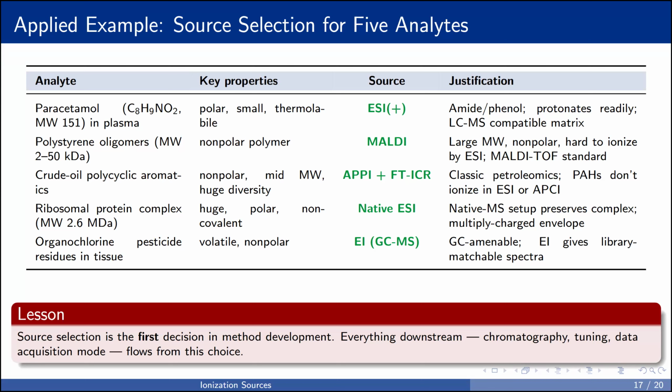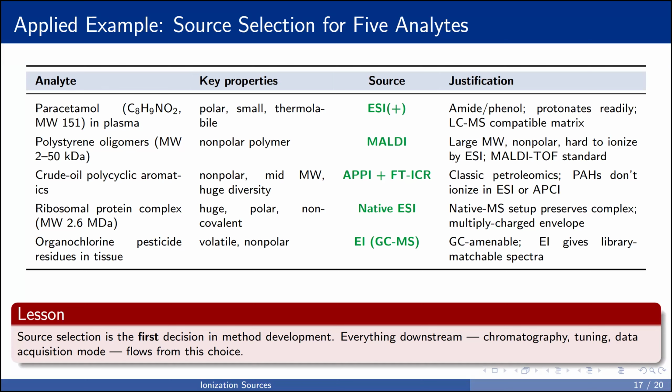Third, crude oil polycyclic aromatic hydrocarbons. These are thousands of different non-polar compounds all packed together. They're too non-volatile for GC. They don't ionize in ESI. They don't ionize well in APCI. APPI with a toluene dopant is the standard, and for the highest resolution work, you pair APPI with an FT-ICR analyzer. This is the classic petroleomics experiment. You can get 30,000 unique formula assignments in one run.